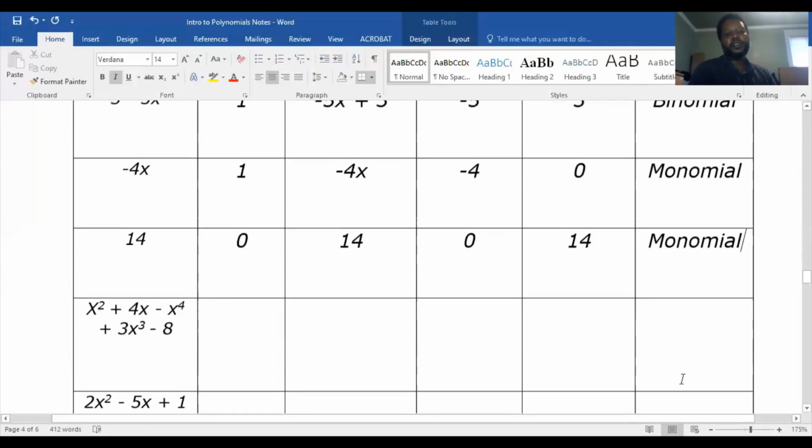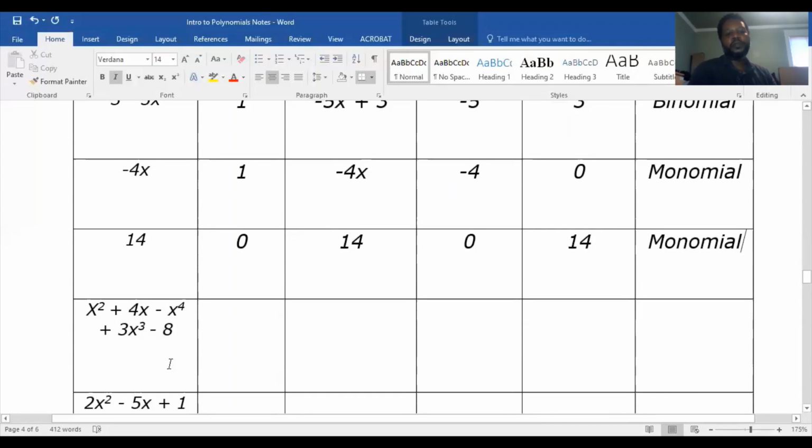All right, let's try this one. A little bit more difficult. There's more terms here. So what is our highest exponent that we see here? 4. Good, perfect. All right, so now we have to put it in order. So of course, we're going to start with the one that has the 4. So I'll put that in.